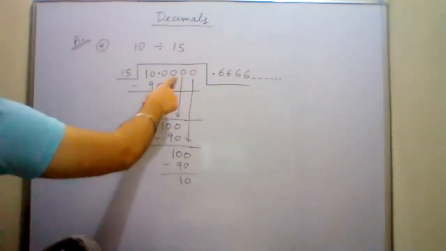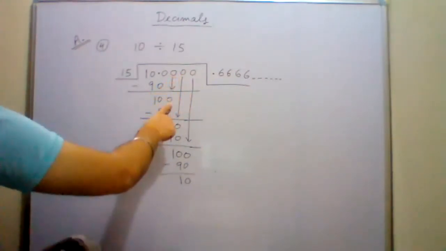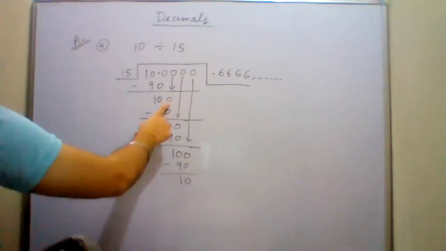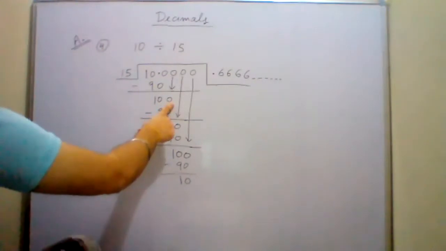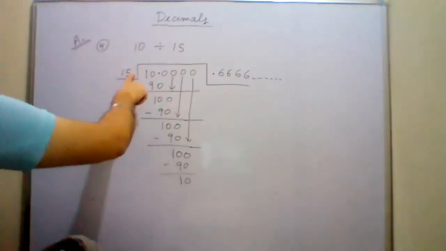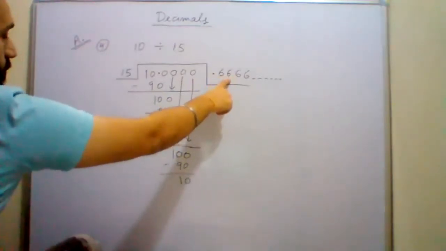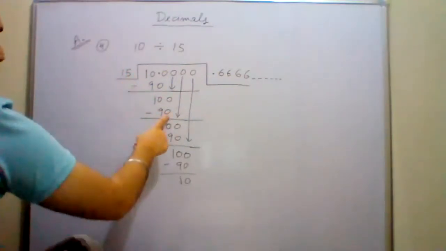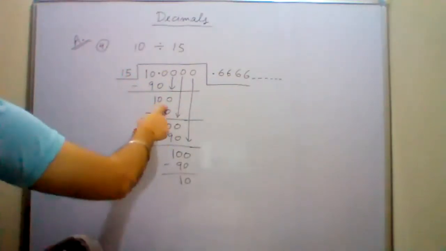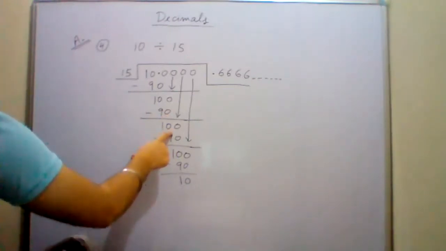So you add more zeros here and copy down 10 from here. Again you see that it becomes 100. When you copy down a 0, it becomes 100. So 100 again when divided by 15, you will take 6 in the quotient. So another 6 is added here. 6 into 15 again is equal to 90. 100 minus 90, the remainder is 10. Again the remainder is 10.